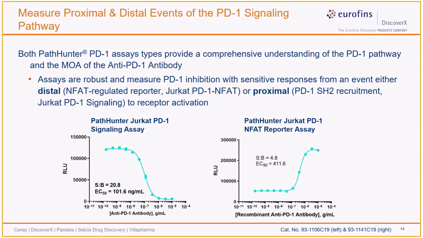Both assays measure PD-1 signaling with similar potencies in the 100 nanogram per mil range, despite the fact that they are measuring two different events in the PD-1 signaling pathway. The PD-1 signaling activity is a more direct measurement of PD-1 receptor activation that is independent of TCR activation, whereas the PD-1 NFAT reporter assay is measuring the sum effects of blocking PD-1 activity and its effects on T cell activation through the TCR on Jurkat cells.